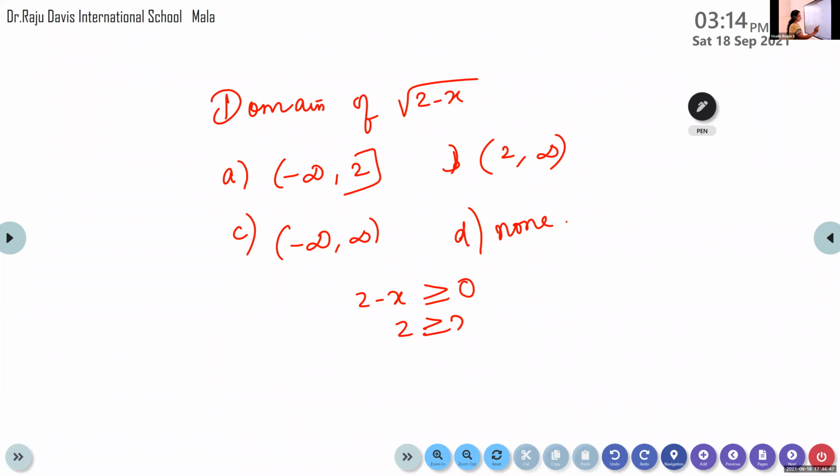So 2 is greater than or equal to x. That means x is less than or equal to 2, isn't it? So what will be the domain? X less than or equal to 2 means it is minus infinity to 2. Whenever we are given a square root function, the function inside the root must be greater than or equal to 0.